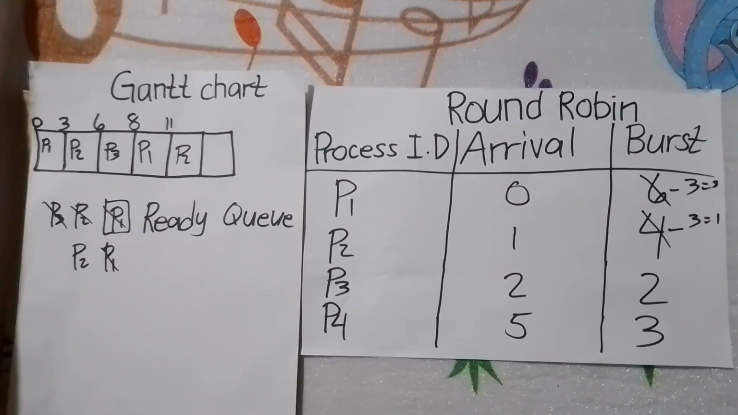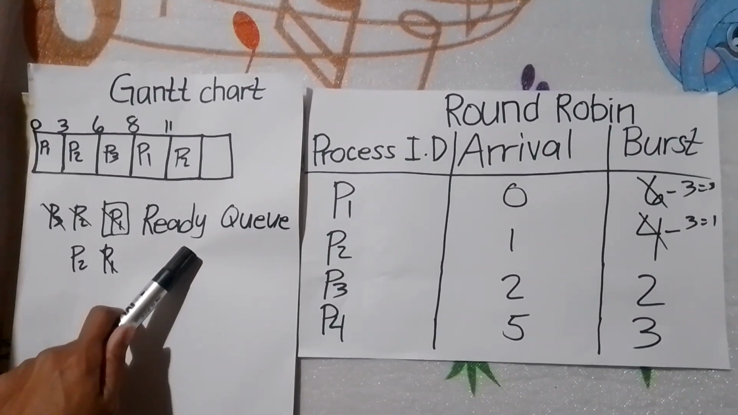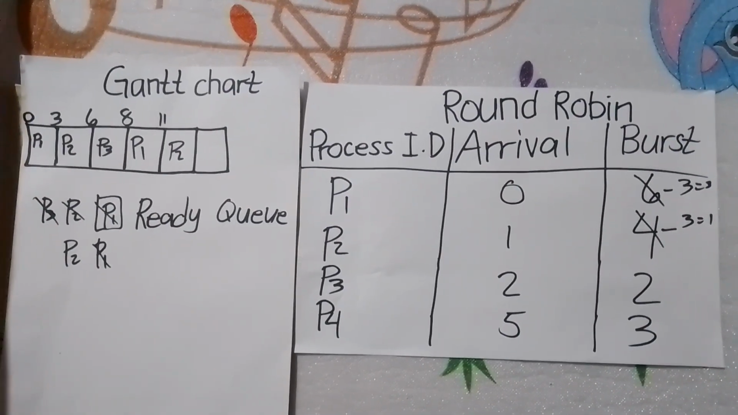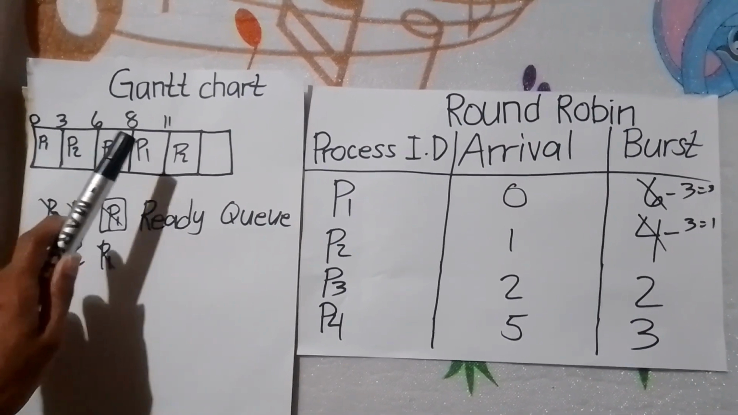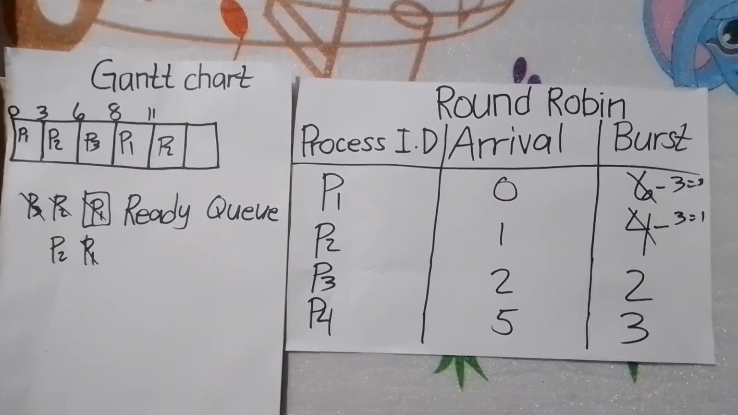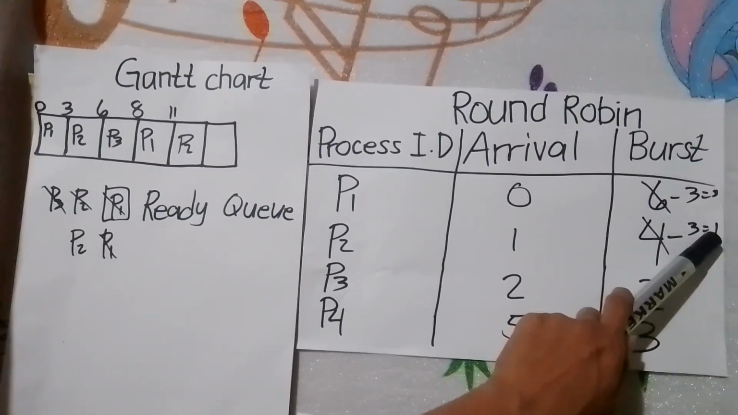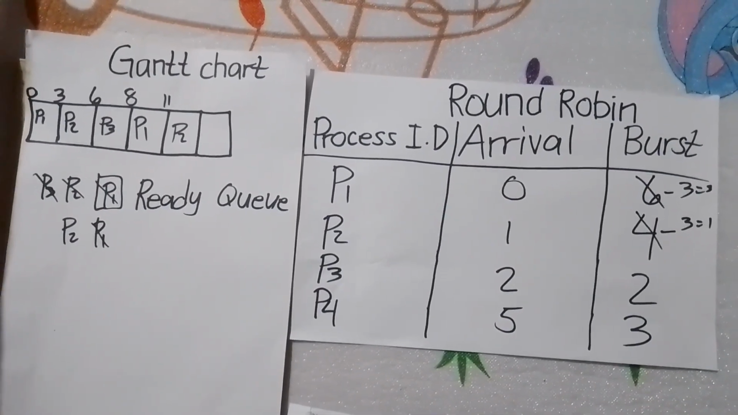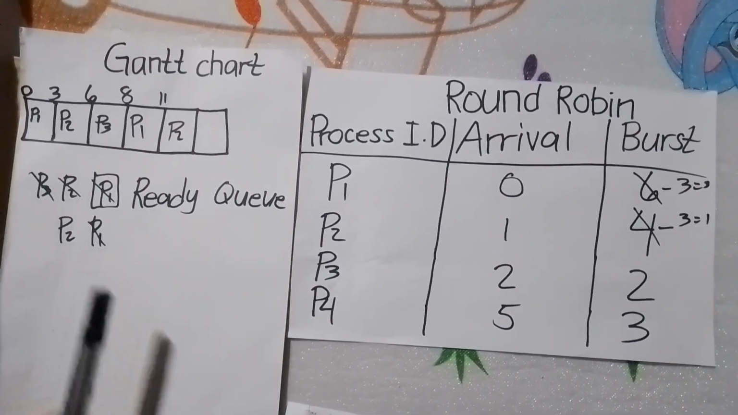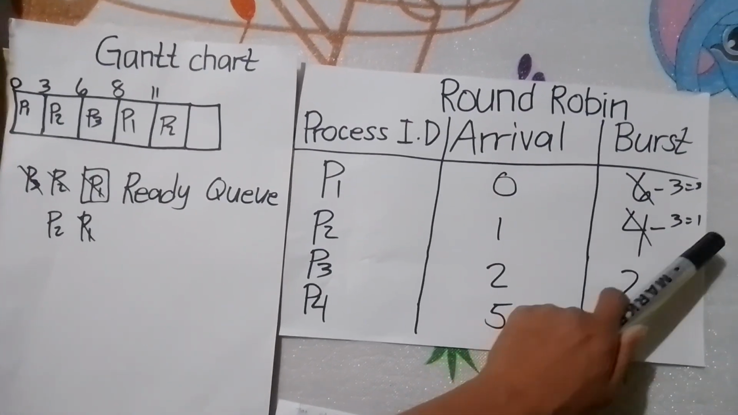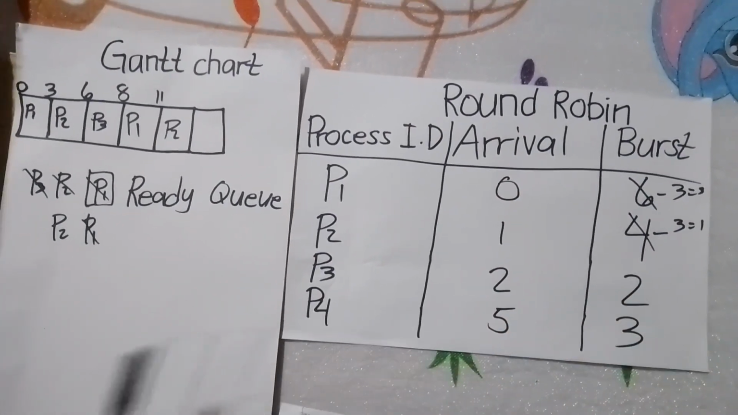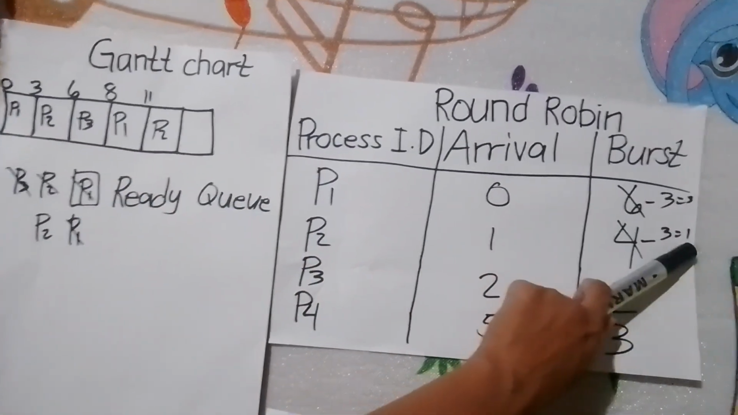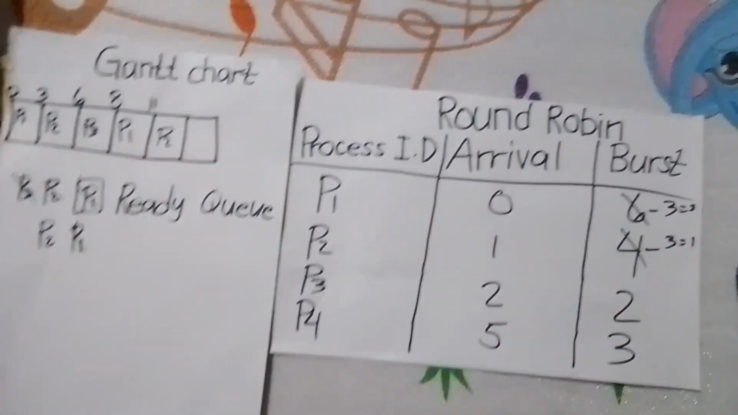And now in the ready queue is P2, and it is ready to execute in the Gantt chart with only 1 second because P2 has a balance of 1. So 11 plus 1 is equal to 12.